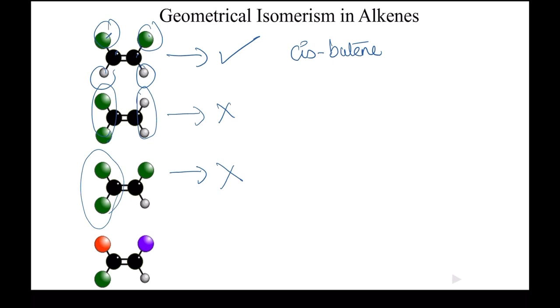What about the last one? Yes, this can be a geometrical isomer. It's not necessary that these two groups have to be the same. They could be different. I could have one CH3 and one C2H5, and it still works out. So this is going to be a geometrical isomer.